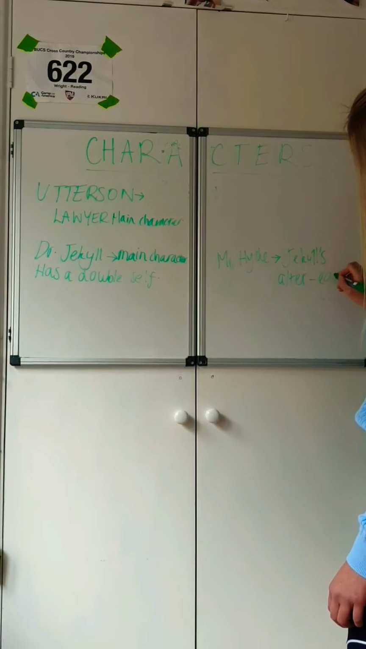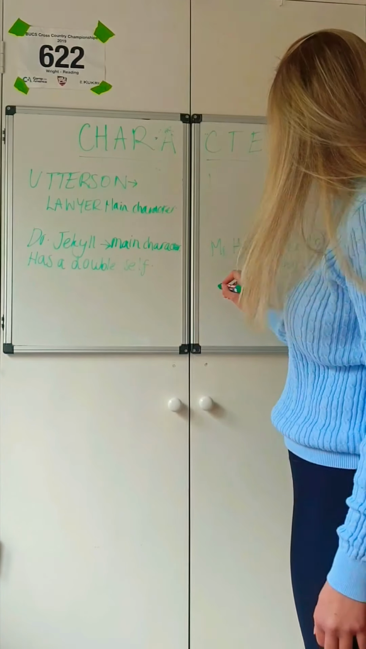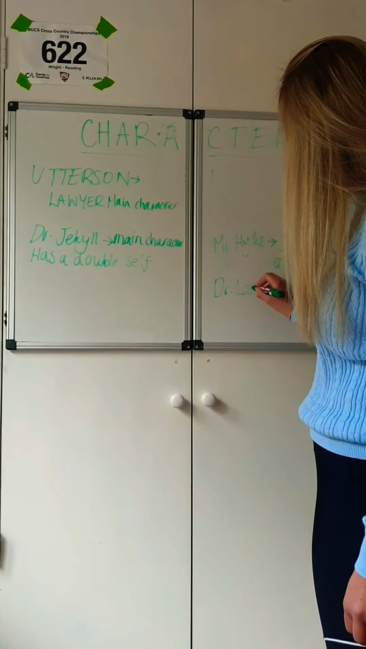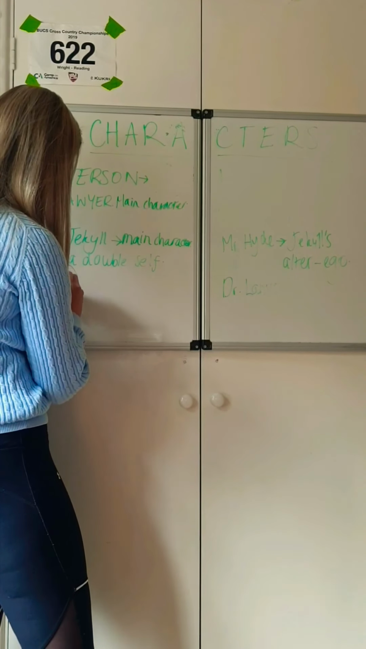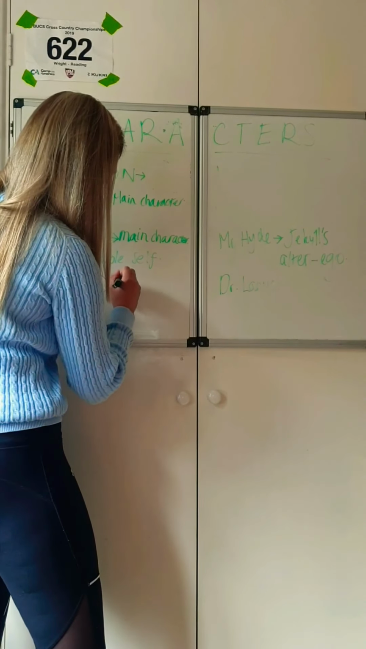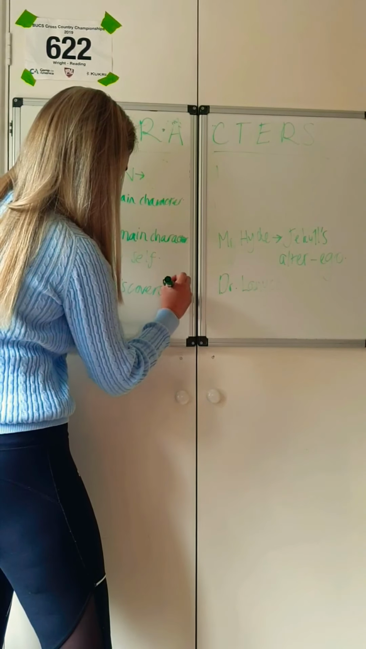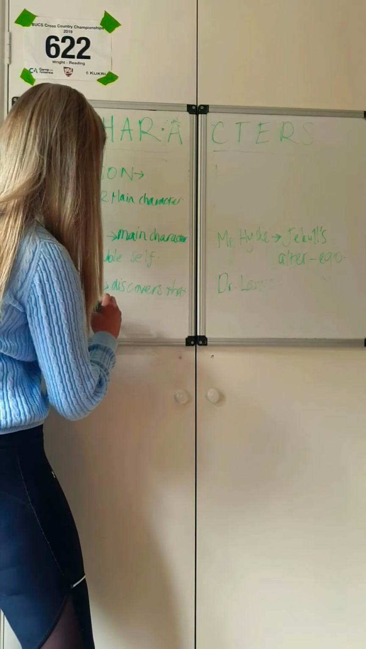The next character I'm going to look at then is Dr. Lanyon. Now, Dr. Lanyon discovers the connection between Dr. Jekyll and Mr. Hyde. He grows ill and dies. Before his death, he leaves John Utterson a letter detailing the connection between Jekyll and Hyde. He discovers that they're the same person.